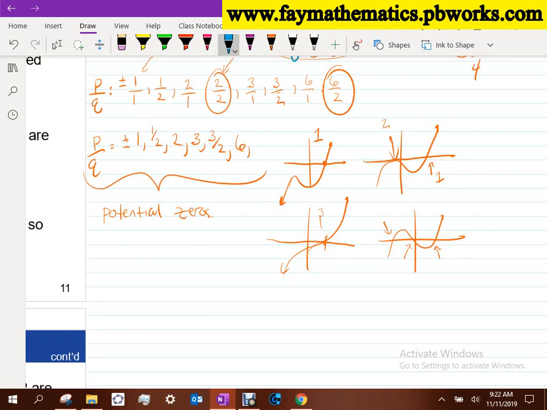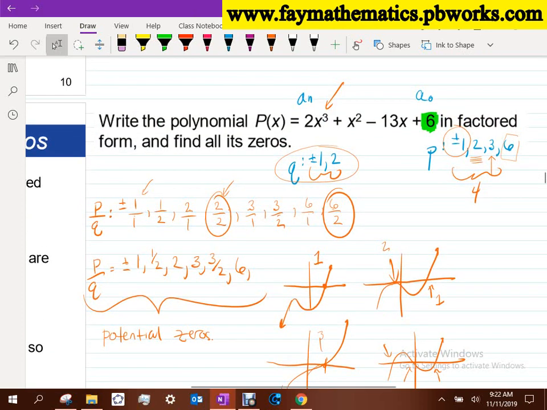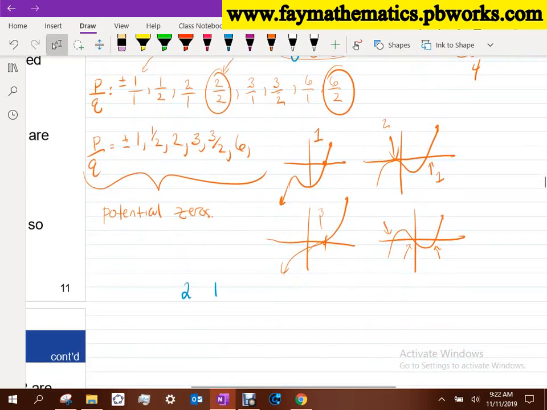Okay? So what you end up doing is you take your leading coefficient. So 2, we had 1, -13, and 6. And here's the idea. These are potential things that are going to give me a remainder of 0. Any one of those up there right now is no better than the other. So how do I know where to start?